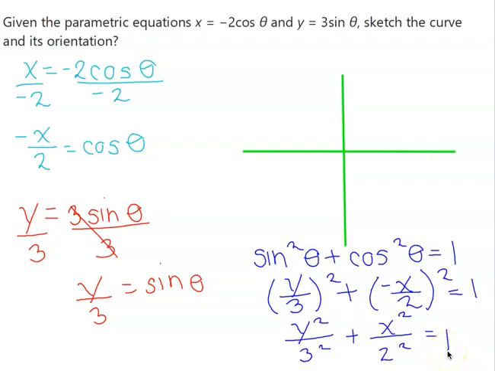This is the equation of an ellipse, where the center, there's nothing being subtracted or added to x and y, so the center would be 0, 0. And in an ellipse, remember a is always the larger value representing the major axis. So in this case, a would be 3 and b would be 2.